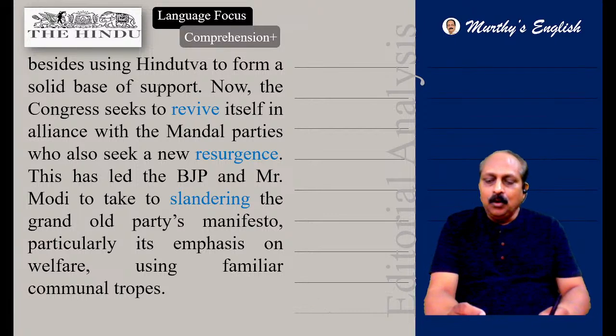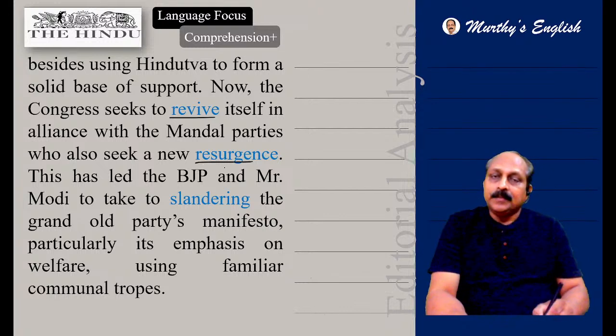These sentences talk about what went wrong with the Congress party, how BJP could become very strong in the heartland of India. Now the Congress seeks to revive itself. Revive, we have got many a time. What does it mean? To revitalize, revive, to bring back the old glory. Now the Congress seeks to revive itself in alliance with the Mandal parties who also seek a new resurgence. Resurgence means a rebirth. These parties, they want to again get back the glory they once had.